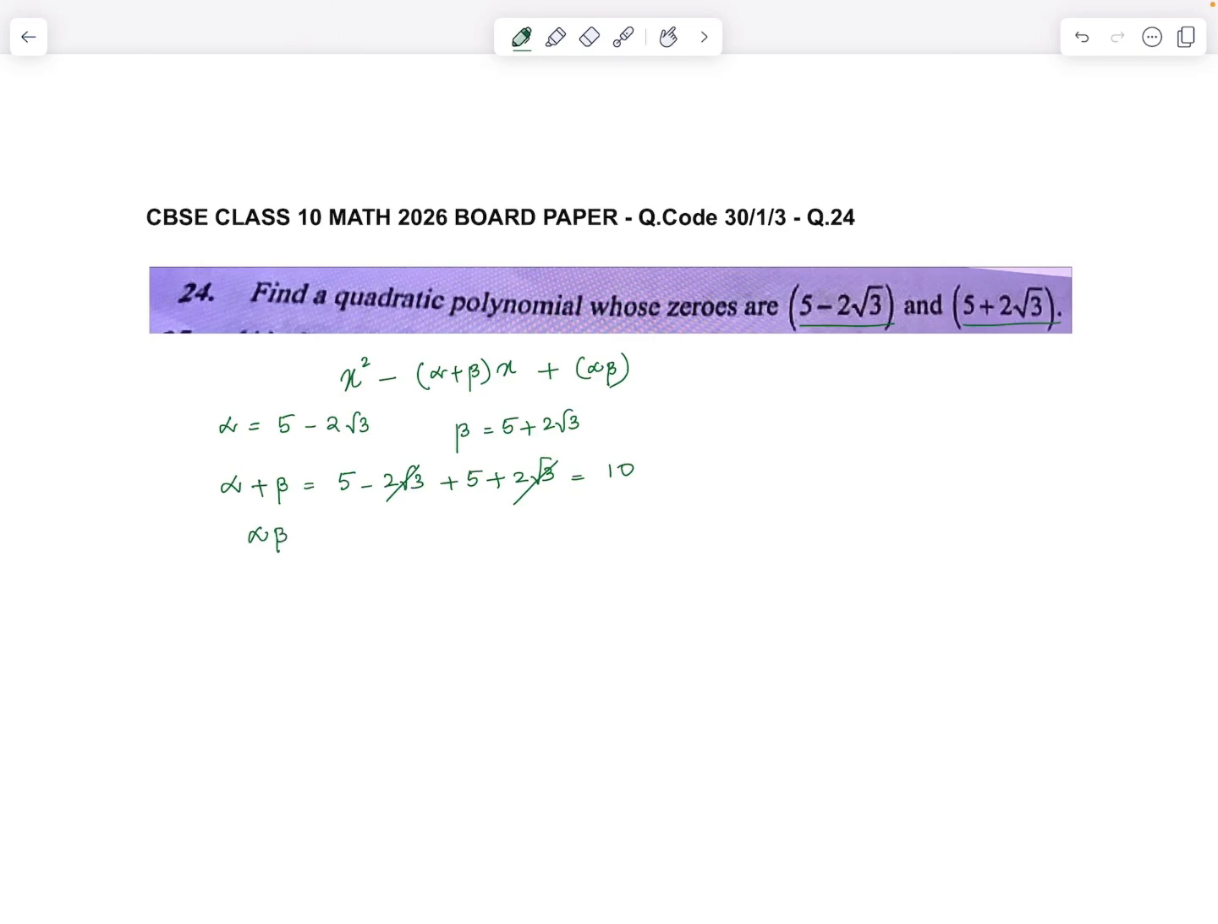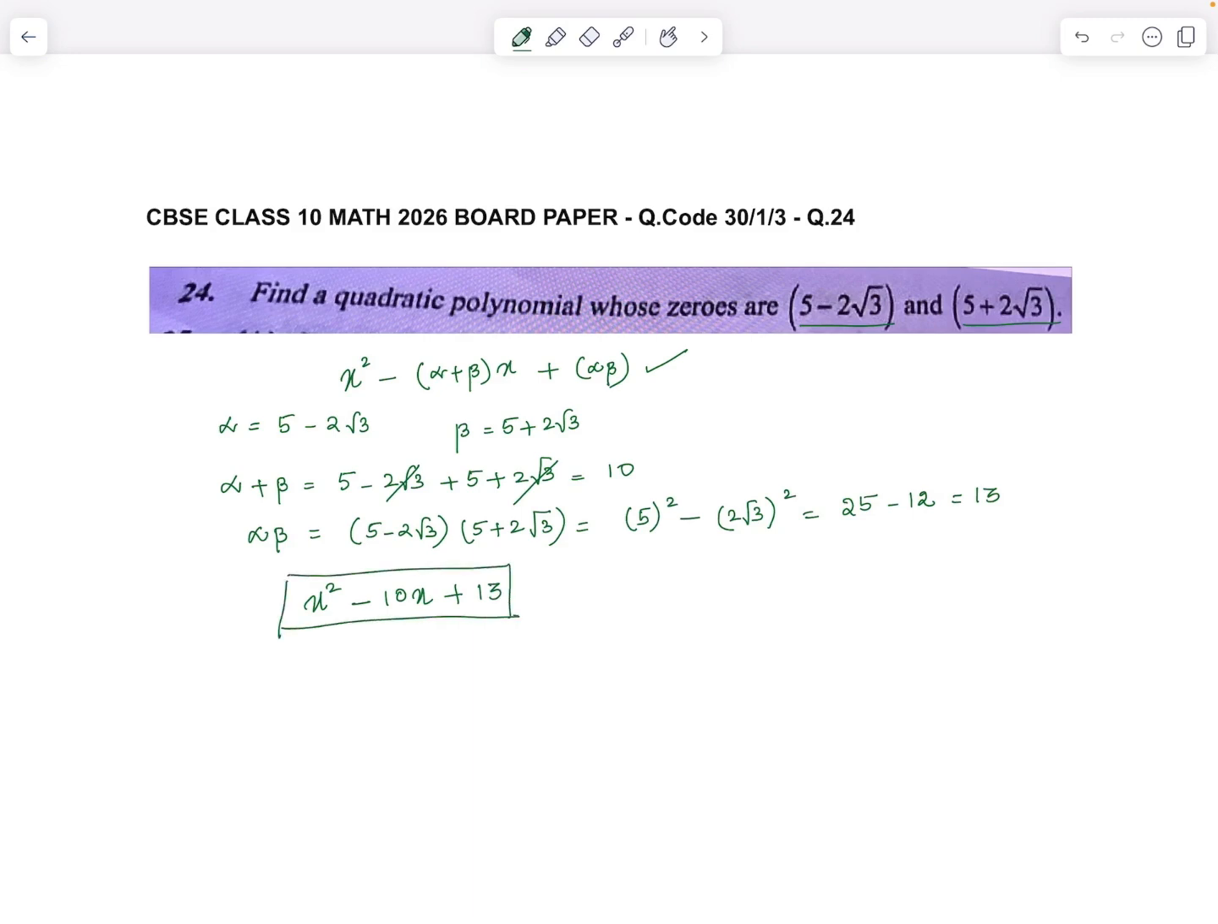Then the product of the roots alpha beta is 5 minus 2 root 3 times 5 plus 2 root 3. This is of the form (a plus b) into (a minus b). So it is a square minus b square, which is 25 minus 12, which is 13. So according to this format, the quadratic polynomial is x square minus (alpha plus beta, which is 10) times x plus alpha beta, which is 13. So this is the required quadratic polynomial.